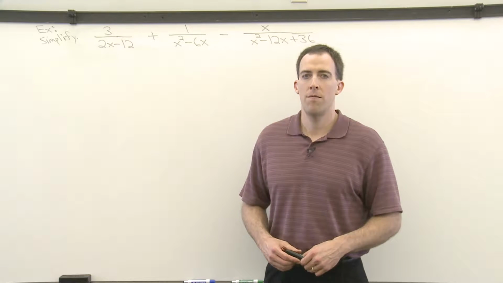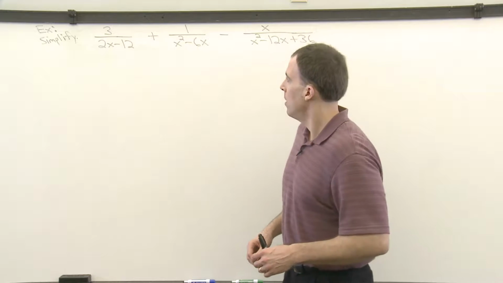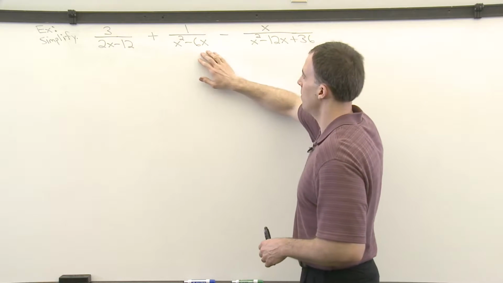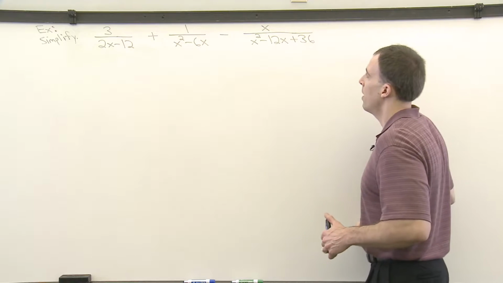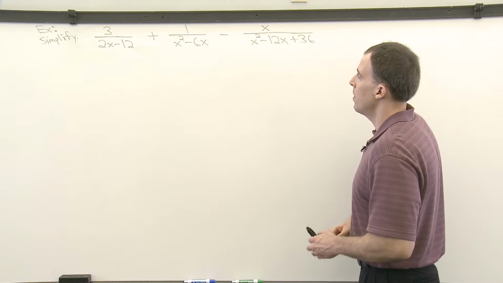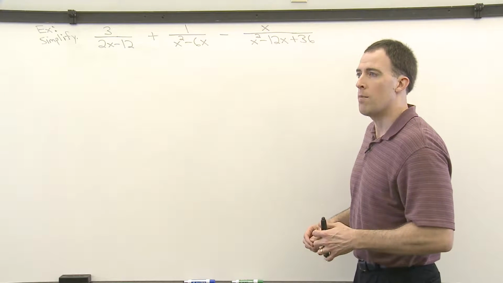Here's an example of one where we have to add and subtract rational expressions within the same problem. It says simplify, and we've got 3 over 2x minus 12 plus 1 over x squared minus 6x minus x over x squared minus 12x plus 36. Looking at the three denominators, they're all different. We need to obtain the common denominator before we can proceed.